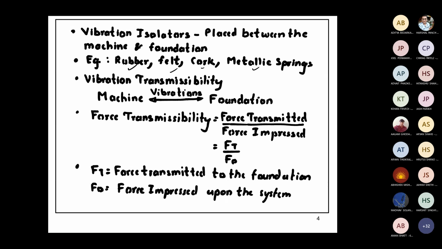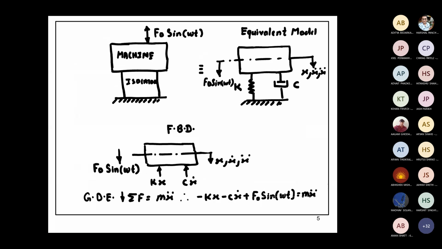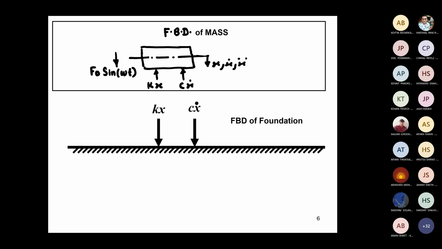Okay, so the force transmissibility is defined as the ratio of force transmitted to the impressed force, that is Ft by F0. All right. So if I draw the free body diagram of the spring forces and the damping forces and write the governing differential equation, this is the equation which we get. And these equal and opposite forces are getting transmitted to the foundation. Right? So this is the total force transmitted.